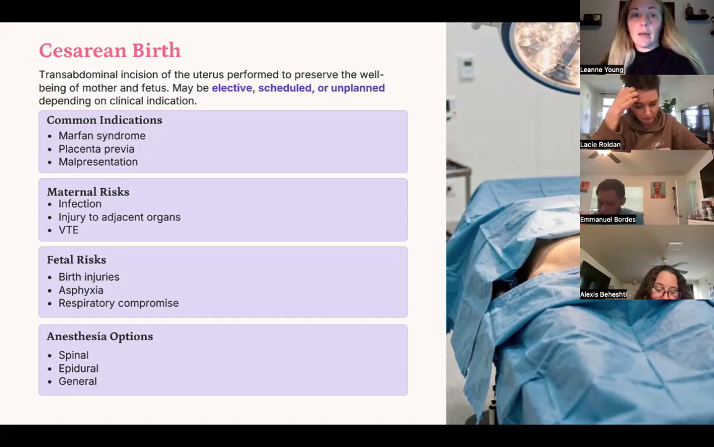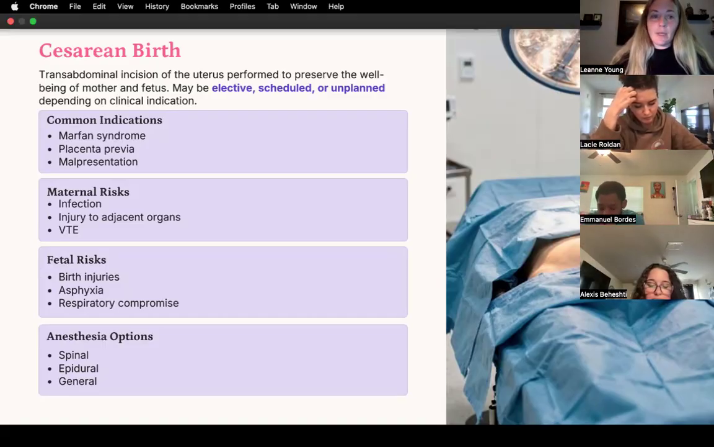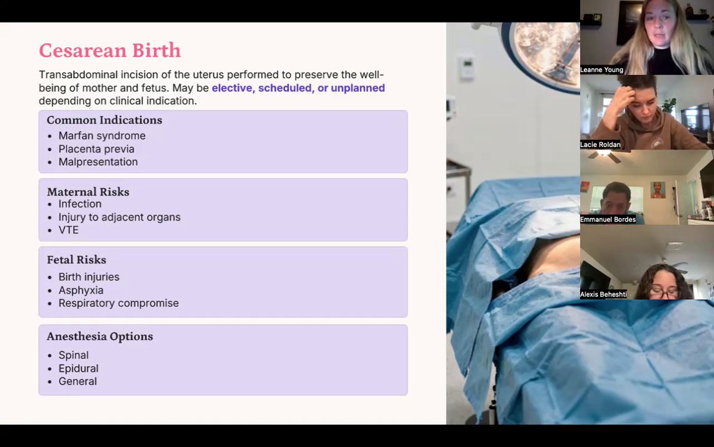All right. Risk factors associated with C-section. The biggest one is an infection, right? It's a major surgery, so we have a risk of infection. Injury to adjacent organs. Typically, if we see any of the organs injured, it would be like sometimes bowel, or I've seen a bladder perforation, unfortunately, one time, and then any type of embolism. From a fetal standpoint, birth injuries can occur with a C-section, asphyxia, and then respiratory compromise.